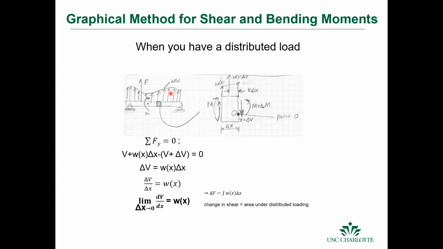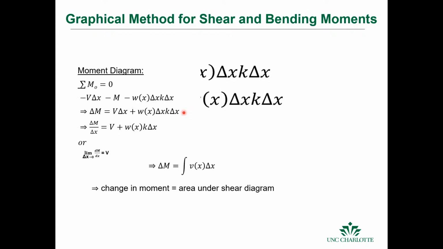When you have a distributed load, the change in shear per unit displacement is equal to the applied load at that point, or the area under that distributed load. The change in shear is equal to the area under the distributed load. And this was taken from some of my sketches, so sorry if it's hard to see, but these are your graphical methods of doing that.